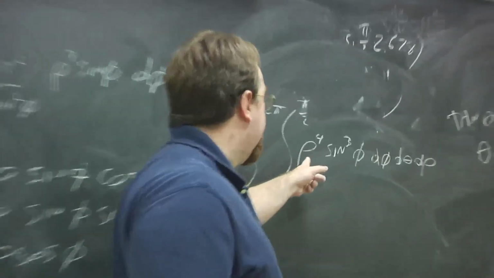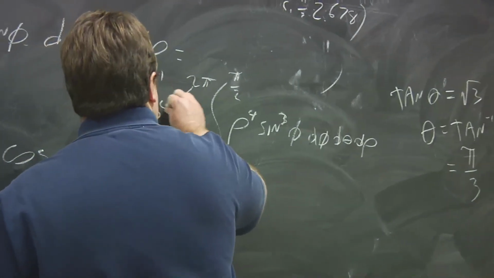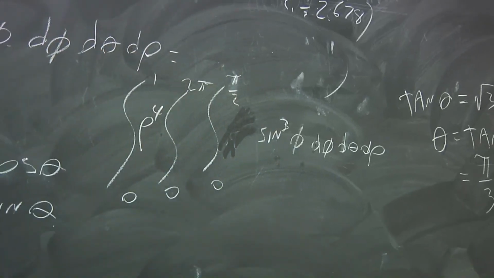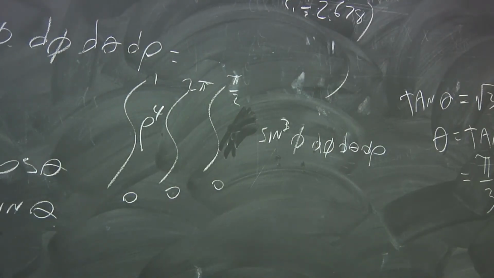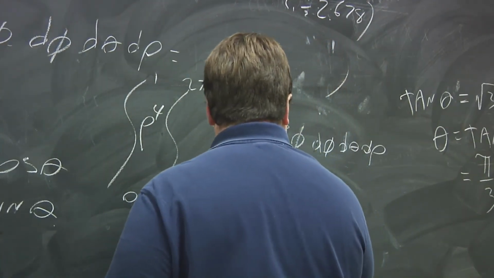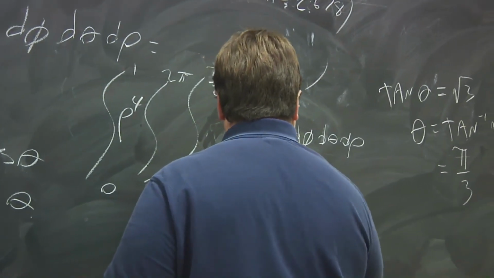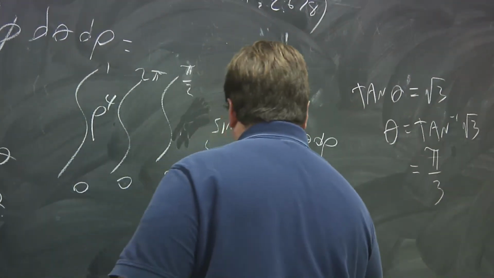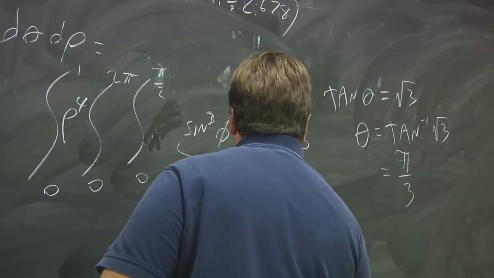All right, rho to the 4th, we can just put out here. That's no problem. Here we have an integral with respect to phi that we have to figure out right away. How do you do that? We actually saw something like that recently, when it's an odd power of sine or cosine. You split it up. So you write this as sine squared phi times sine phi, which is 1 minus cosine squared phi, times sine phi. So you have sine phi minus cosine squared phi sine phi.